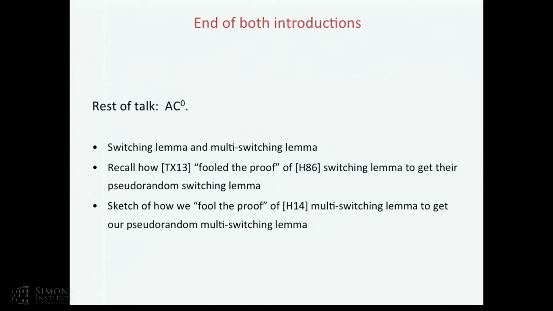And I'll sketch at a very high level how we're able to do something analogous, fool the proof of the multi-switching lemma to come up with a pseudorandom multi-switching lemma, which turns out to have the kind of parameters which give us the results I said earlier.